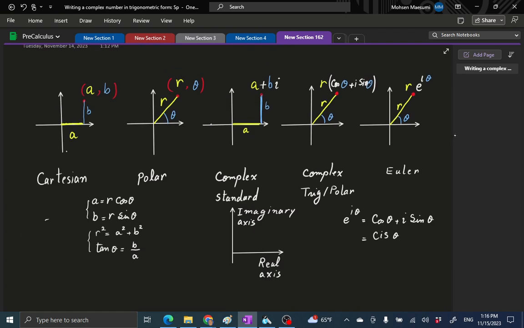Again, we are going back and forth between these formats, especially these two. The important conversion formulas are these transformation formulas between Cartesian and polar.